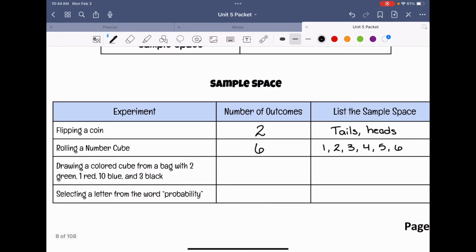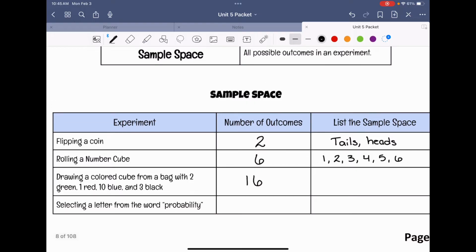If I draw a colored cube from a bag with 2 green, 1 red, 10 blue, and 3 black, the total number of outcomes would be everything in the bag. So I would add up 2 plus 1 plus 10 plus 3, which is a total of 16. Now, my sample space are just the different outcomes in that experiment. So I could either draw a green cube, a red cube, a blue cube, or a black cube. The amount of those do not matter for the sample space.